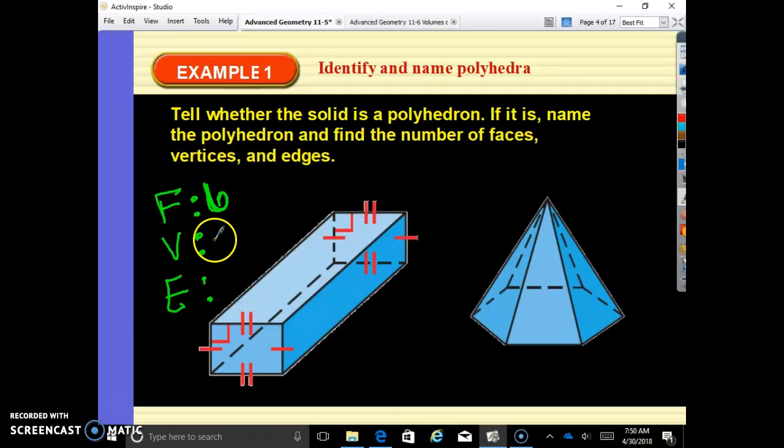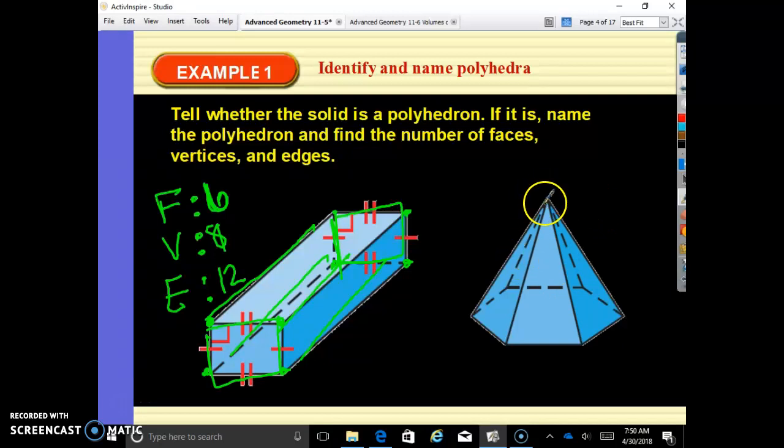All right, so then what about vertices? What'd you get? 8. 1, 2, 3, 4, and then the 4 over here. 5, 6, 7, 8. 8 vertices, right? What about edges? Well, we did this one. 1, 2, 3, 4, 5, 6, 7, 8, and then the 4 connecting them. 9, 10, 11, 12.